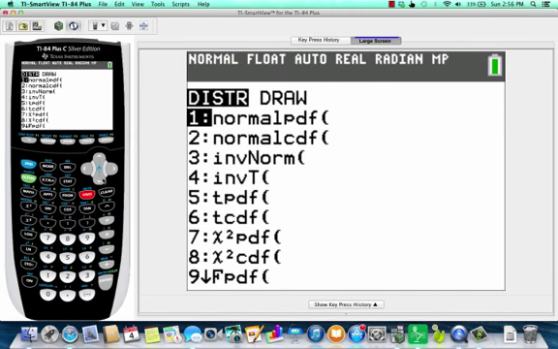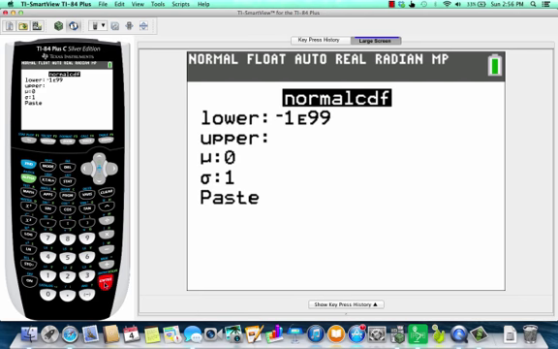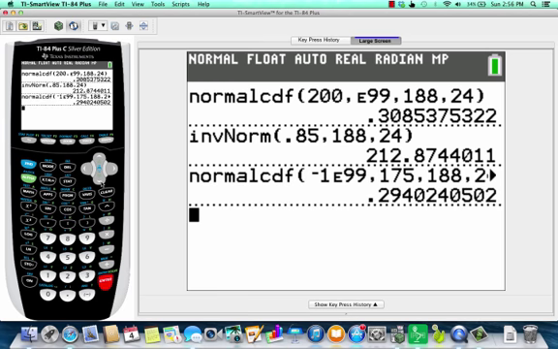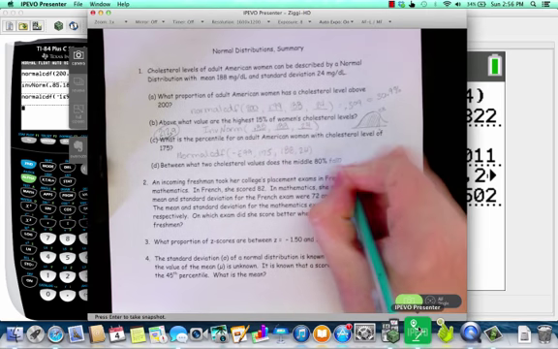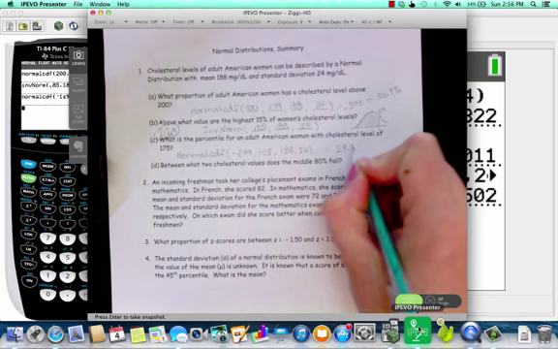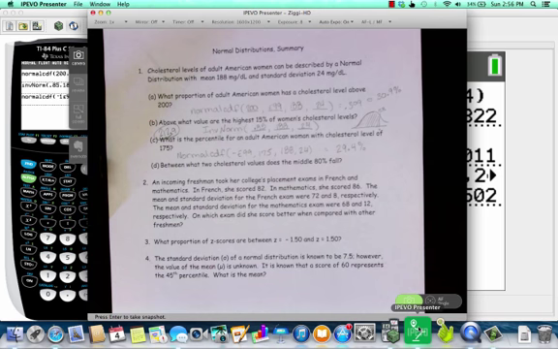So second distribution, normal CDF. I've got my negative infinity. Then I'm going to enter 175, mean 188, standard deviation 24. So I see it's 0.294. So what that tells me then is the percentage is 29.4.